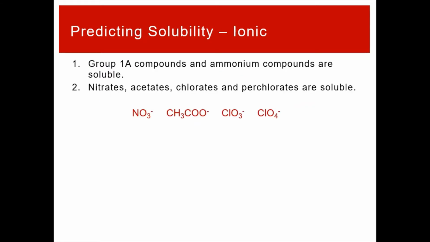Rule 2: Nitrates, acetates, chlorates, and perchlorates are soluble. This rule is similar to rule 1, but it's just about anions. You'll note, again, it only matters what the anion is. Of these, you won't necessarily find a lot in the lab. Acetate has some other properties; it's chemically reactive. Perchlorate is explosive. So we tend not to use those too much. But nitrate, we'll see a lot of.